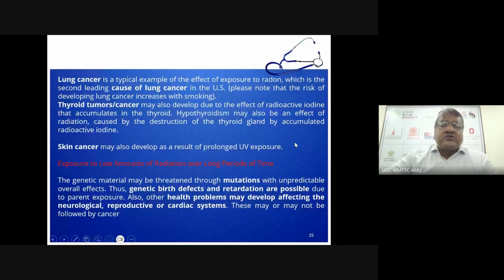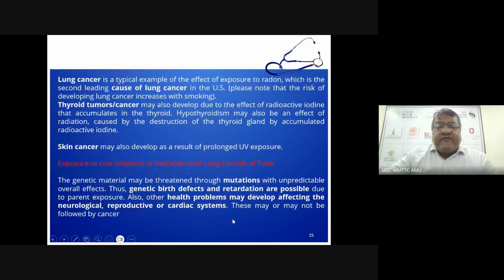Now, skin cancer may also develop as a result of prolonged ultraviolet exposure. Exposure to a low amount of radiation over a long period of time gives rise to mutation.